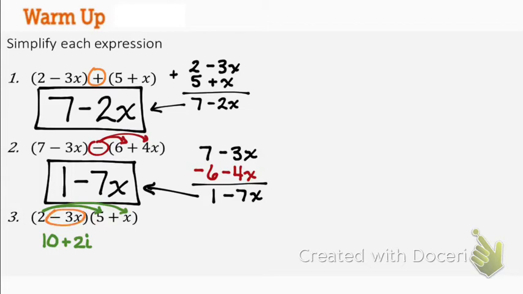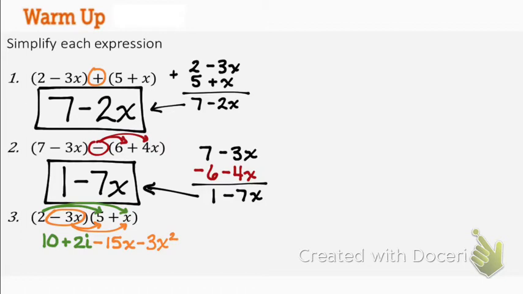Then I take this negative 3x and I distribute it to both pieces. What's negative 3x times 5? Negative 15x, because we had a negative 3x that we were distributing. What about negative 3x times x? Negative 3x times x. Negative 3x squared.